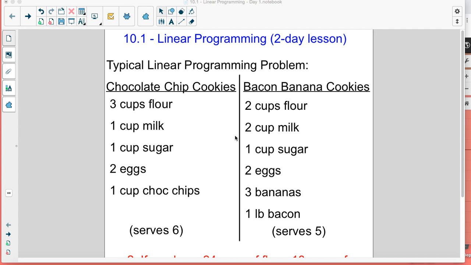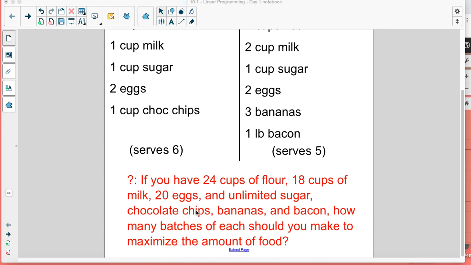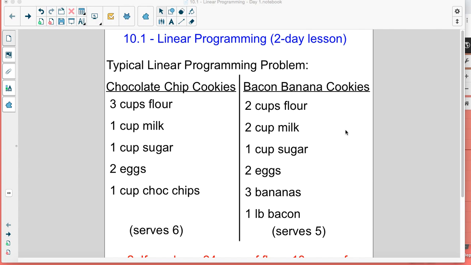Typical problems that they solve are like this one. You have a recipe with all these different ingredients for two different batches of cookies. The question is, if you have all of this stuff readily available, how can you maximize the amount of food? All these questions deal with maximums and minimums with a whole bunch of stuff going on, and they add another variable to it. So it seems complicated, but if we break each part down into lines, we can solve these questions and it's not too bad.